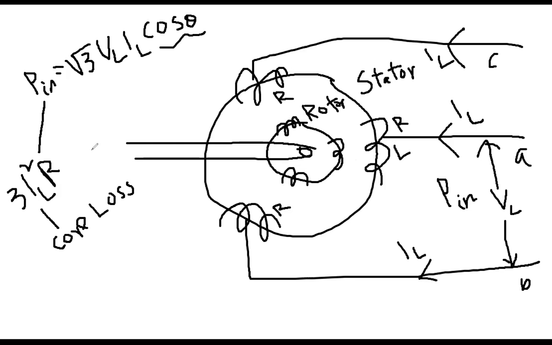So therefore, come back here: P input minus the copper loss minus the core loss. After that, the result is the input to the rotor, P into rotor. That is the input power to the rotor circuit. So everybody follow the sequence. Then here you are getting the input to the rotor circuit, this result.